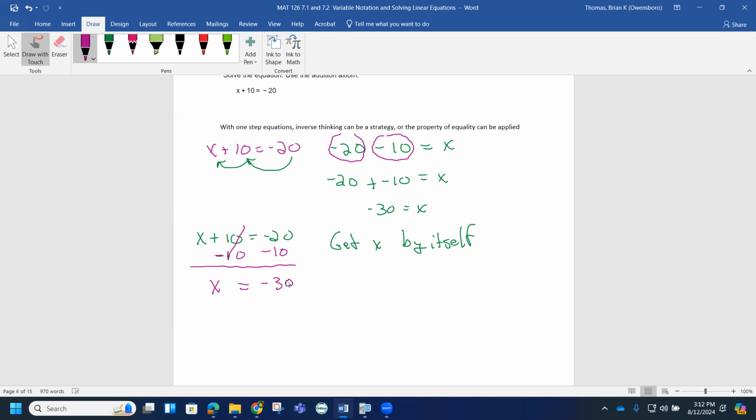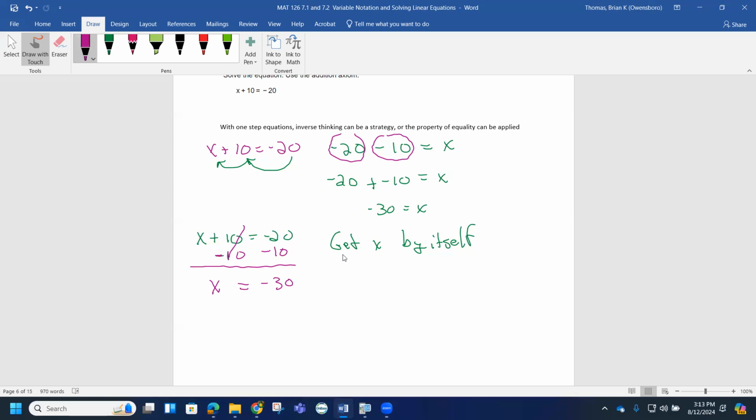And that would be using what's called the property of equality, is I can just get x by itself by making the positive 10 disappear. And to make a positive 10 disappear, I need its opposite, which means I need a loss of 10. So I lose 10 on both sides, and that will zero out the 10s and get my x by itself, and that will give me the solution.